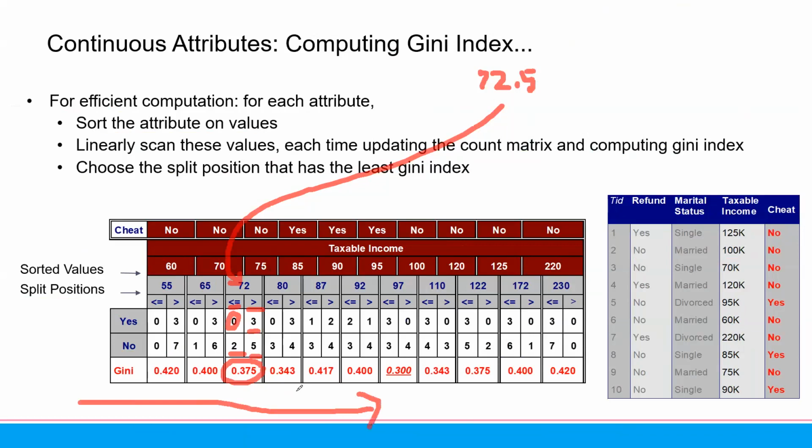So we need to check the lowest Gini index. And the lowest is this one. Then we can say that we can use 97 as the splitting value. So if you want to make the taxable income the splitting attribute, then it should be less than or equal to 97 versus greater than 97, because it gives you this Gini index.